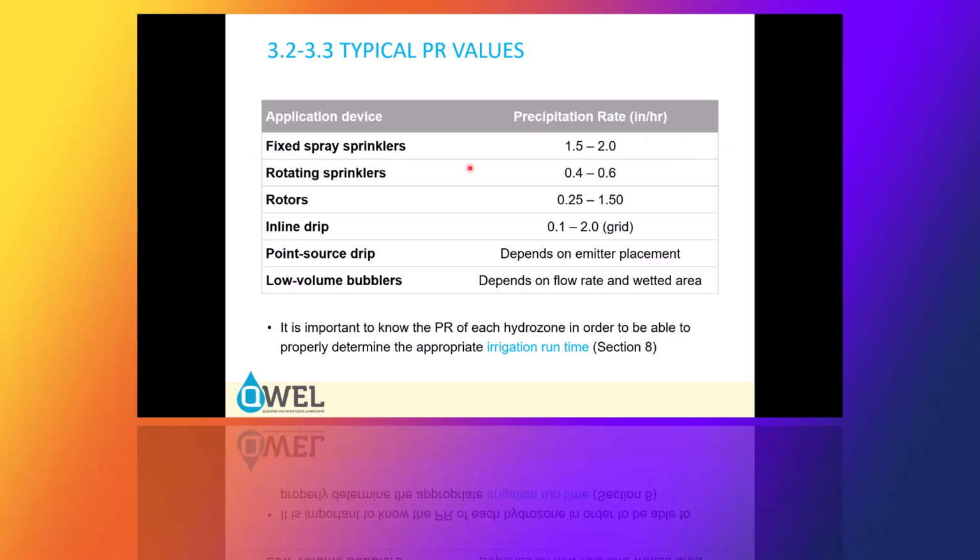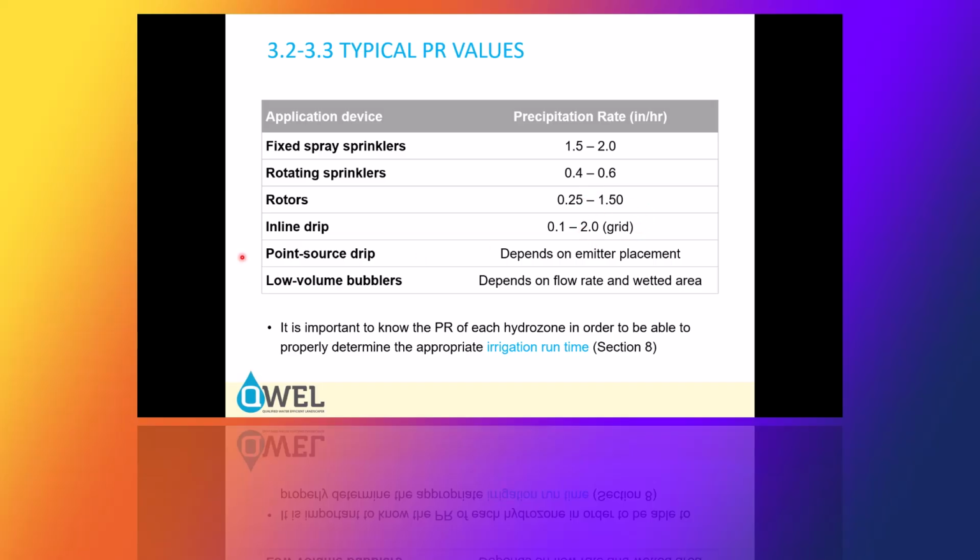Rotating sprinklers, much better for our environment, 0.4 to 0.6 inches per hour. Rotors, 0.25 to 1.5, so they can have a higher precipitation rate or a lower precipitation rate. Inline drip, 0.1 to 2.0 if it's set up in a grid. So inline drip, even though we tend to think of it as low volume, slow precipitation rate, if it's in a grid setup, it can have a high precipitation rate. So do note that. Typically, we think of drip irrigation as low flow, low volume, low pressure. However, you can have a high precipitation rate if it's in a grid type system.